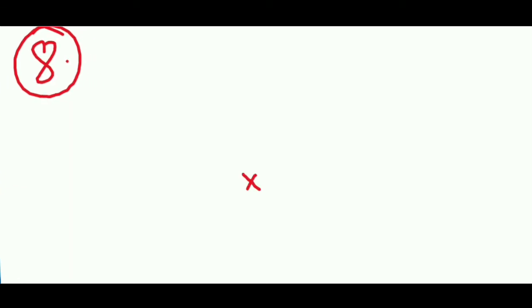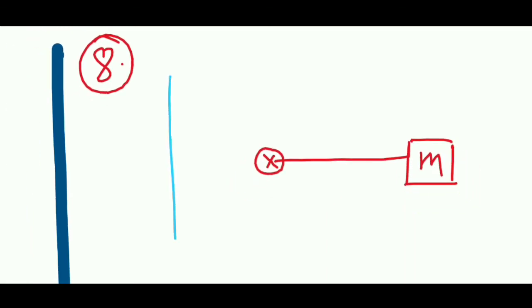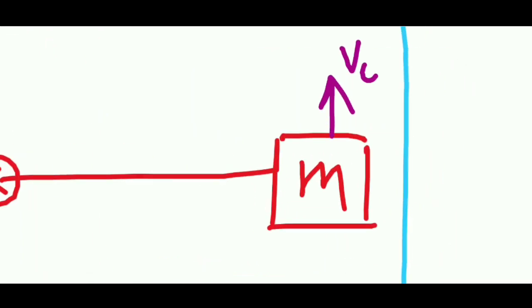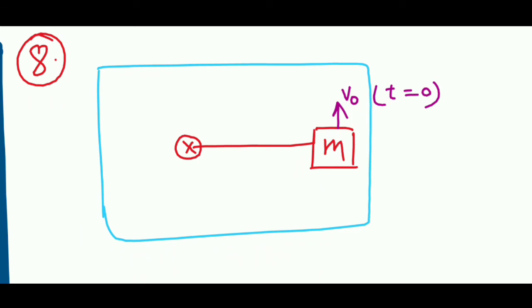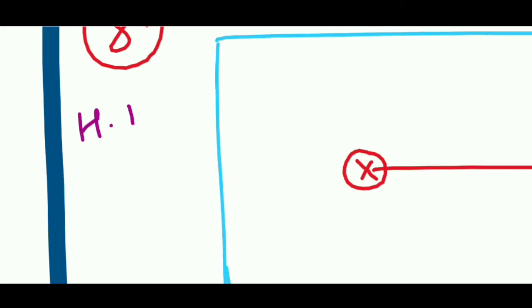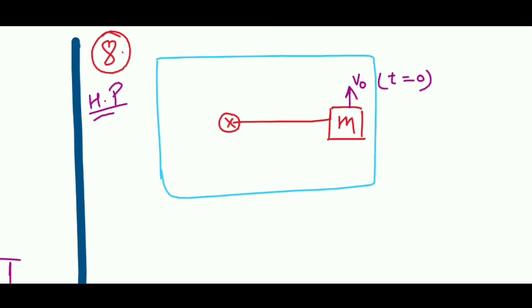On this table, we have hinged a string, a rope, and with this rope we have attached a block of mass m. This whole thing is kept on a table. This object has been given an initial velocity v naught at t equal to 0, as shown in the figure. So it will do horizontal circular motion. In this case, it will be a horizontal plane on which it will do circular motion.